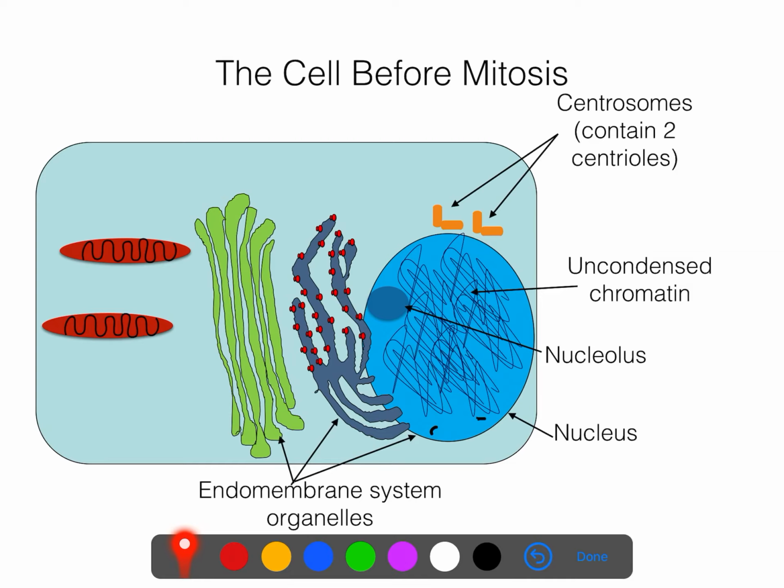You also have a bunch of organelles, and I didn't draw all of them here, but here we have endoplasmic reticulum, here we have a Golgi, and I put a couple of mitochondria here just to illustrate a point. There are more organelles than that, but those are the ones I wanted to keep track of. So here we have a cell. This is in interphase, probably, let's say, in G2.